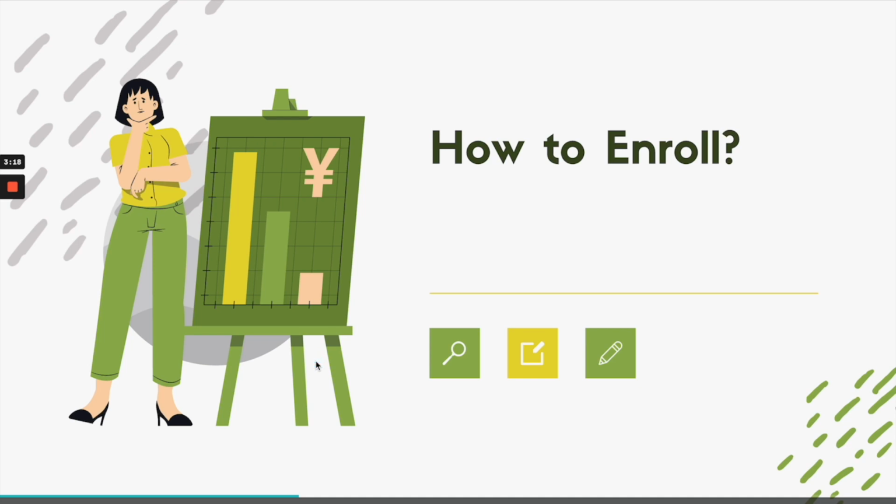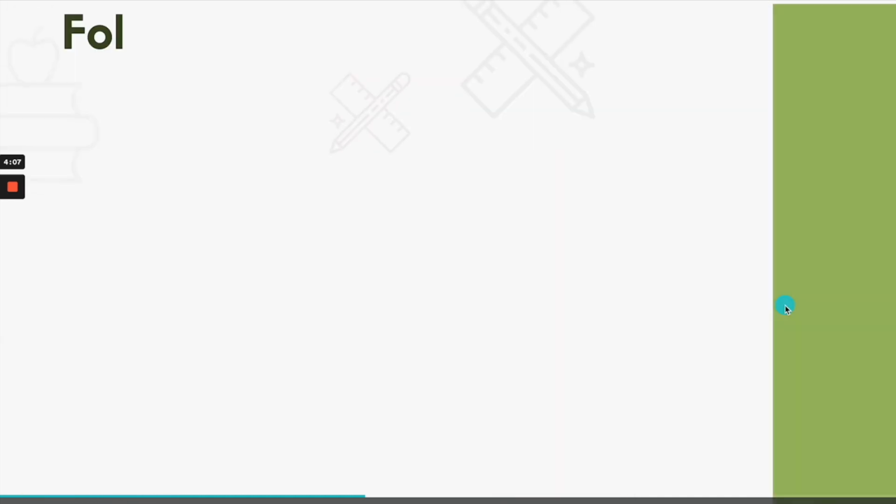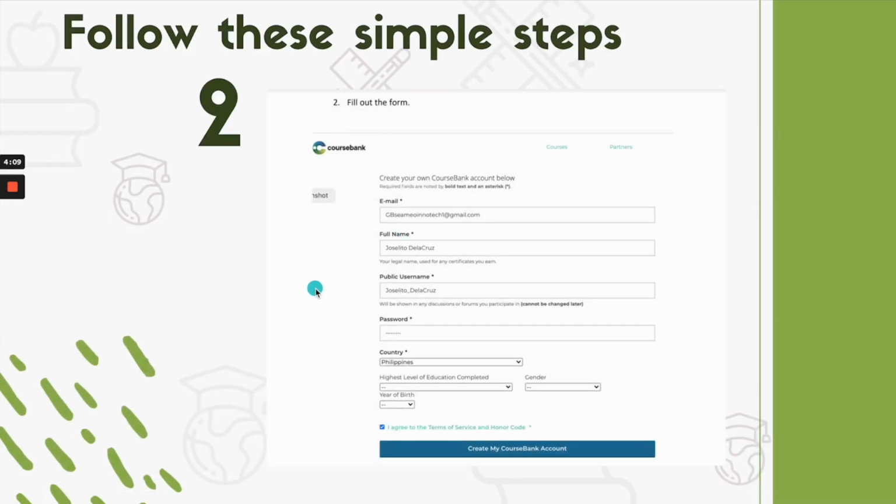So how do you enroll in this course? Here are some of the simple steps that you have to follow. So here's the first step. You have to create a Course Bank account. This is easy because you can connect your Facebook account or your Google Mail account. After that, you will have to fill out the form with the information. Make sure that you provide your complete name and you remember your password.